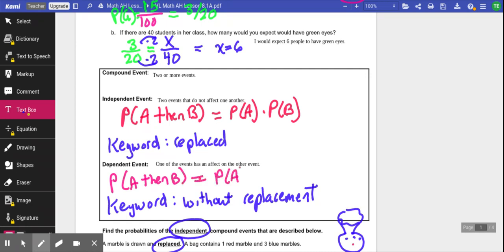We don't change it. But then we have to think about the probability of B. So we call that probability of B once it's changed by A. So this is B after A changes it. Okay, so maybe there's less in the bag, so you have to drop the denominator down or something like that. But that is the notation for that. It is the probability of A times the probability of B after A changes it. All right, scrolling back down the page.